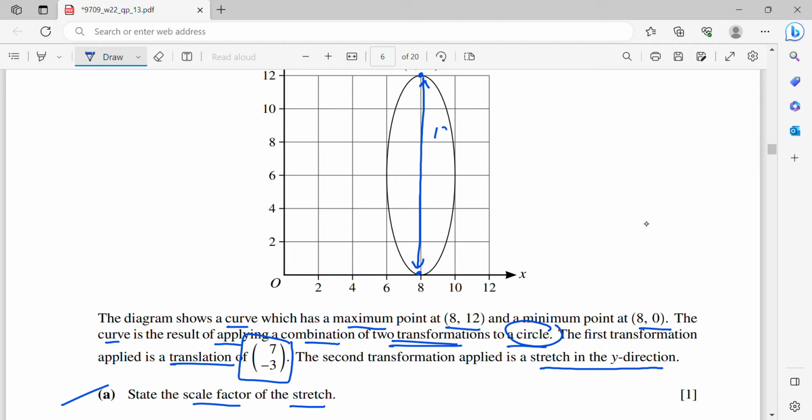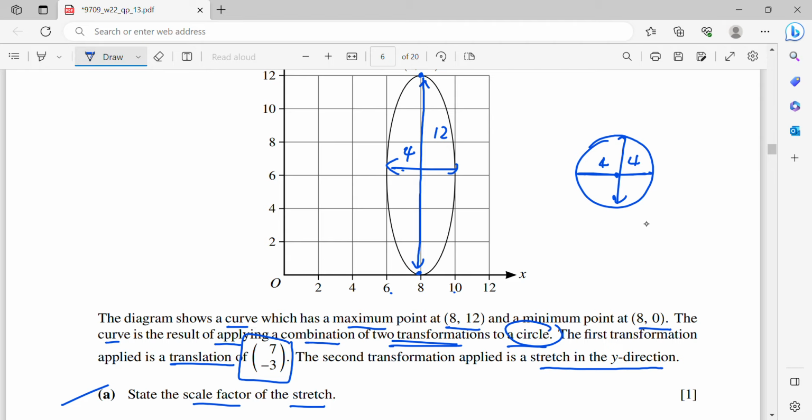Here is 12. Alright, so now the horizontal distance is 10 minus 6, which is 4. So we know that originally it was a circle. So this is a diameter. Alright, so from here we know that supposedly here is 4, here is also 4 for the original circle.